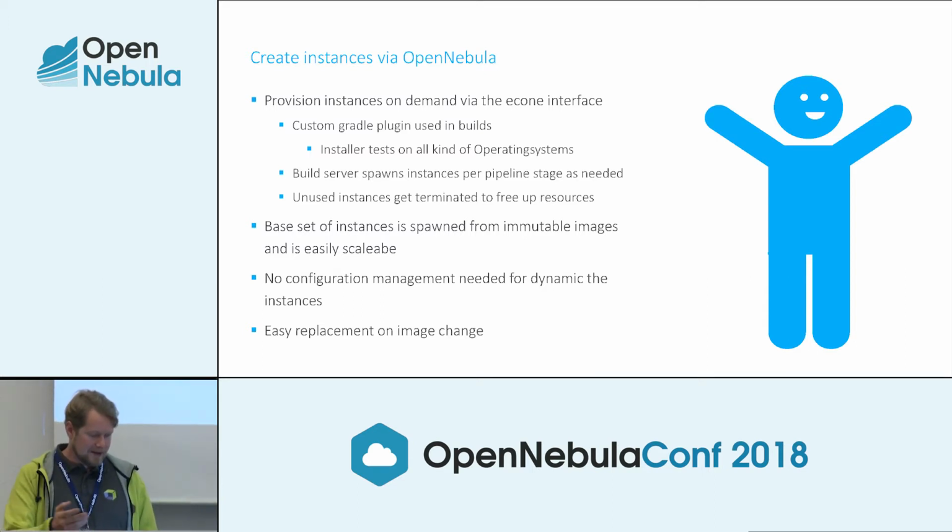Yeah, and all the base instances, same way, just spawn them up via the EC2 environment API. You don't need to do configuration management because it's all immutable images, and you can easily replace your images if you rebuild them because you get new instances all the time anyway. There is no replacement, basically.